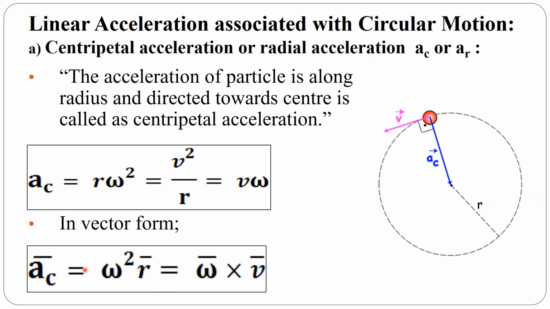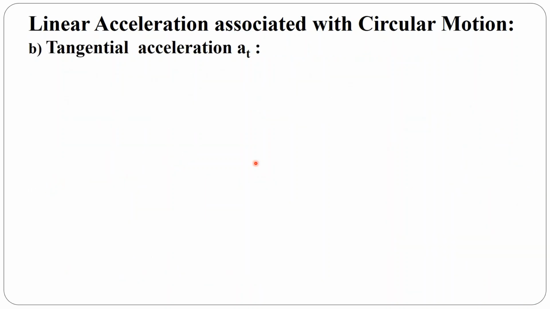In vector form, this expression can be written as ac bar = omega square into r bar, or omega bar cross v bar. So centripetal acceleration means the acceleration of a particle along the radius and directed towards the center. Is that clear? Have you got this concept? So let's move to the next concept, tangential acceleration.